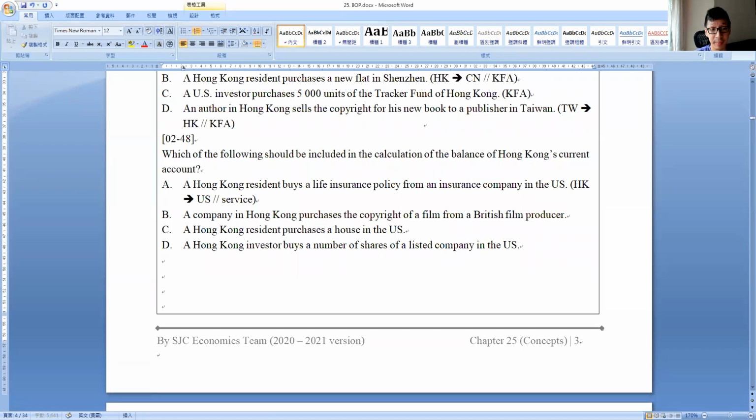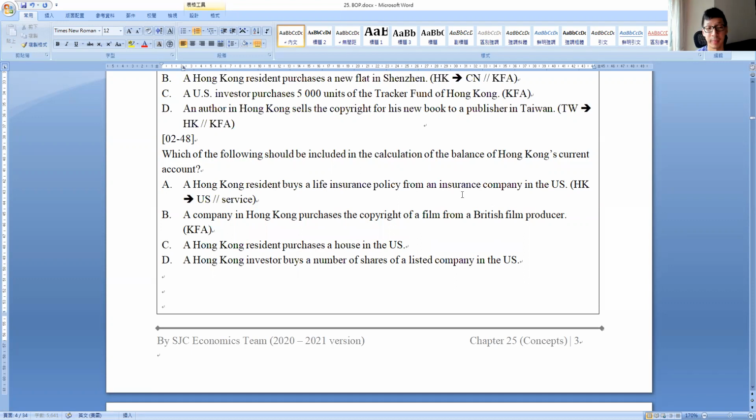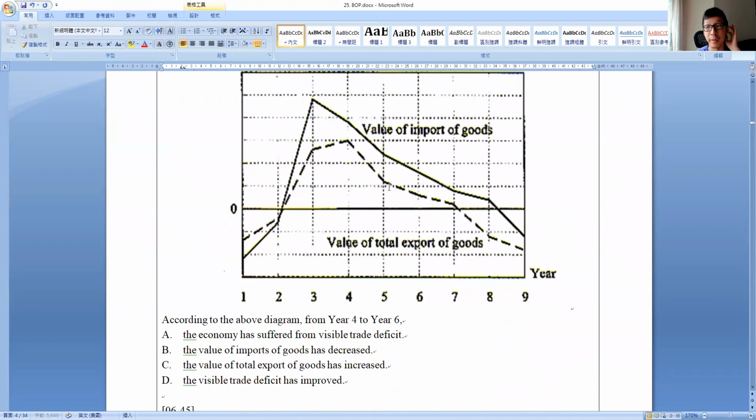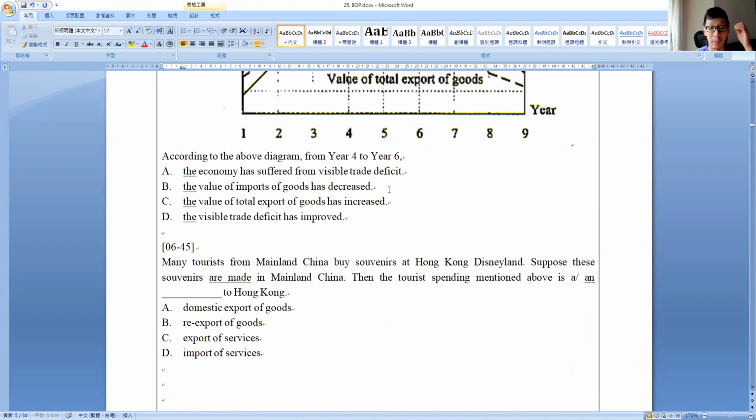It's A again, we got it. What about B, C, D? A company in Hong Kong purchases copyright. When you see copyright, this will be KFA. Okay, a resident purchases a house. When you see a house, remember this is also KFA, capital and financial account. Finally, a Hong Kong investor, investor is KFA. So only A would be a good answer. All the others are KFA. Now, for the next one, let's skip it for now. We'll come back to it after we're done with all the other questions.